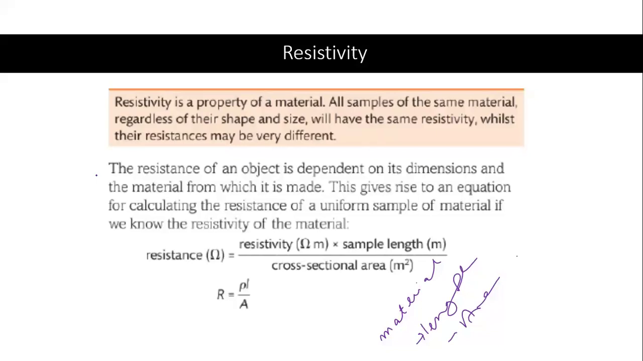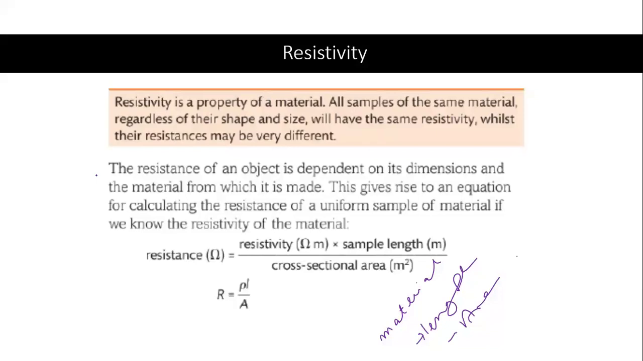Then it depends upon the length of the material. The greater the length of the material, the greater the resistance you are going to see. And that makes sense, because the longer the distance the electrons have to travel, the more likely they are to collide and bump into each other. The more likely they are to collide and bump into each other, the obviously higher the resistance of the material is going to be.